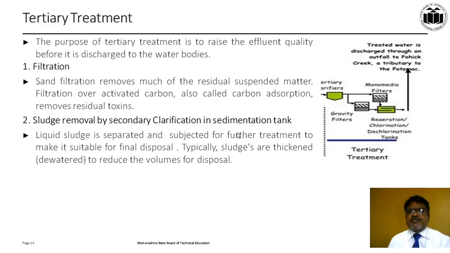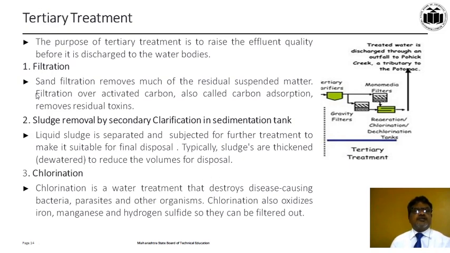Whatever sludge is generated in the secondary settling tank will be removed and treated again in the sludge digester. There is one unit which is called the sludge digester. At the sludge digester, the sludge is treated anaerobically and it will be stabilized. The liquid is separated and subjected to further treatment to make it suitable for final disposal. Typically, the sludge is thickened to reduce the volume for disposal.